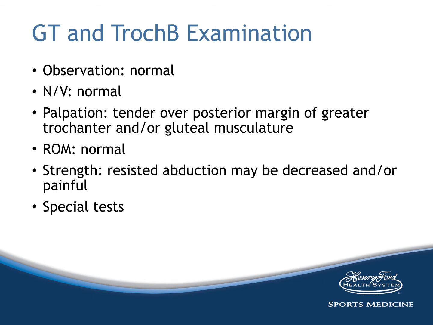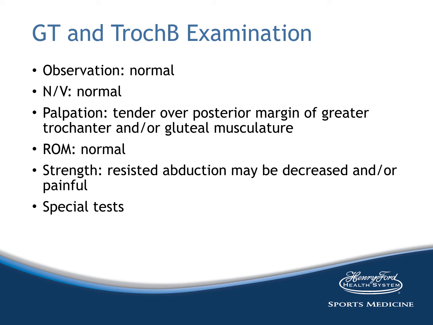On examination, observation is normal, neurovascular status is typically intact, and palpation is tender over the posterior margin of the greater trochanter and/or the gluteal musculature. Range of motion is typically normal, and strength may be reduced with resisted abduction, and it could be painful with this as well. I lump these two together because there is a great deal of crossover, and the histories and physical examinations are often very similar.